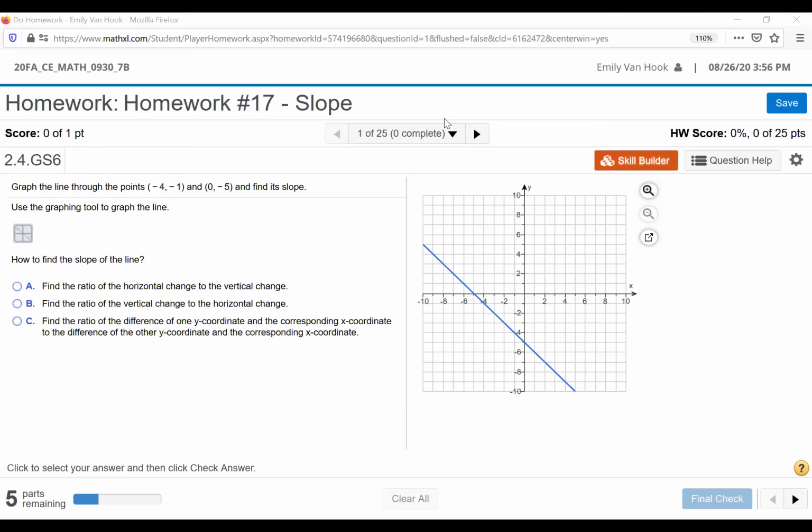And there's a formula for that, of course. So rise over run. Okay, but that's kind of enough to answer this. Rise is the vertical change, up and down, and then run is the horizontal change. So it's choice B here. Find the ratio of the vertical change to the horizontal change. That's why our formula has y's first, so y2 minus y1 over x2 minus x1. All right.